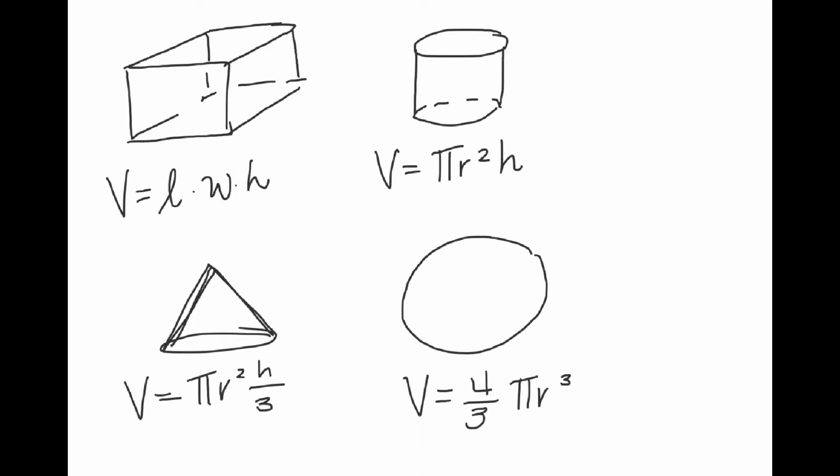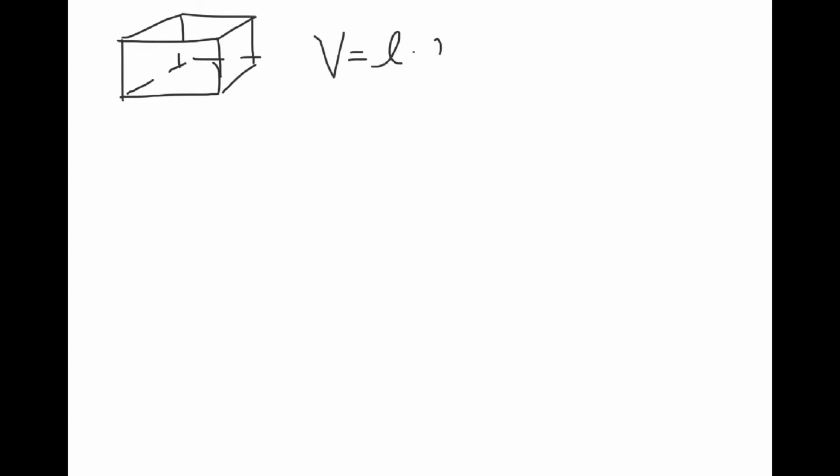So what we're going to do is practice a couple of these just so we're comfortable using the equations. Let's start with the first one, a prism. A prism is any quadrilateral that's in 3D. So remember, this is length times width times height.